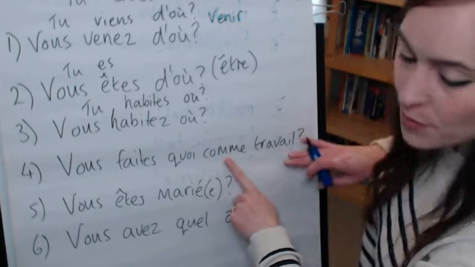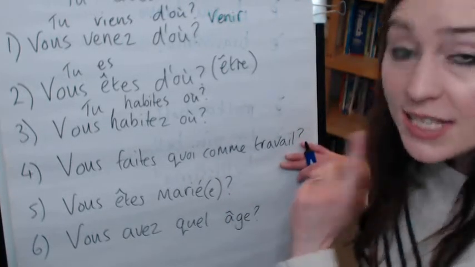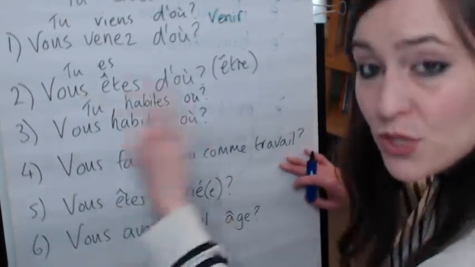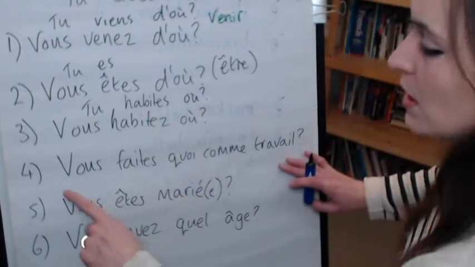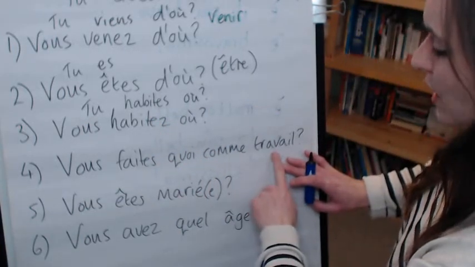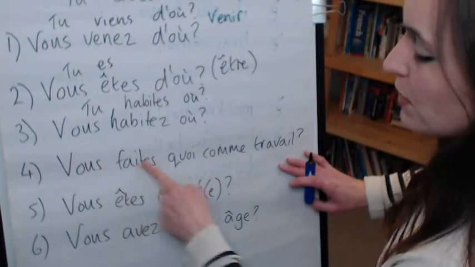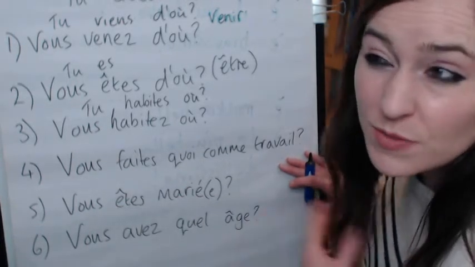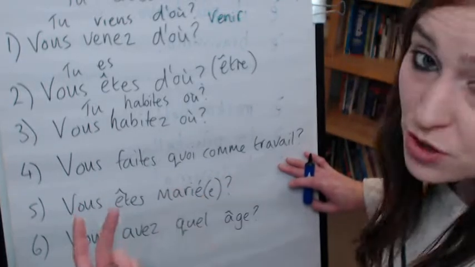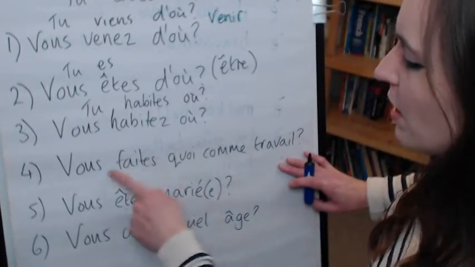So, comme can mean like or as. In this case, it would translate into English as work. Le travail is work. You might have emploi as well, which means job. What do you do as a job? But this is more common, I think.